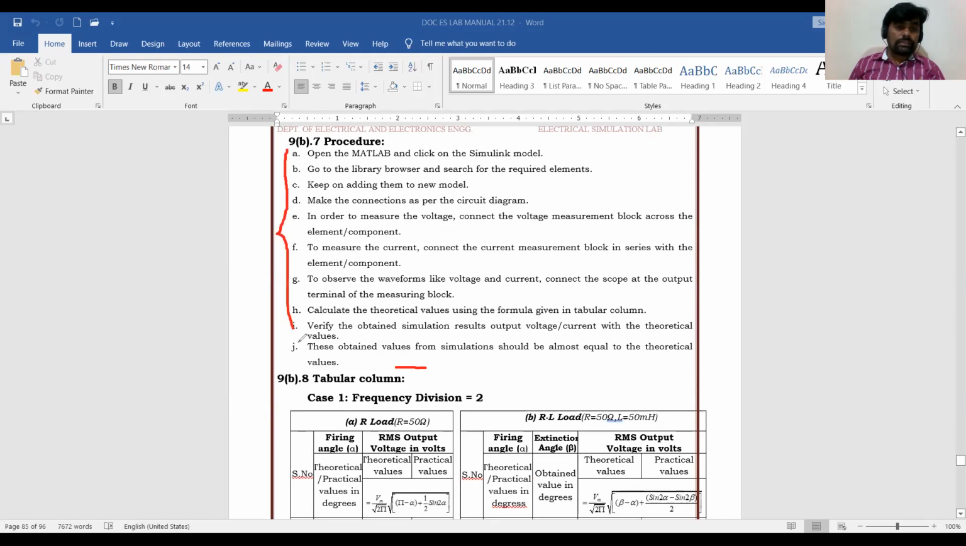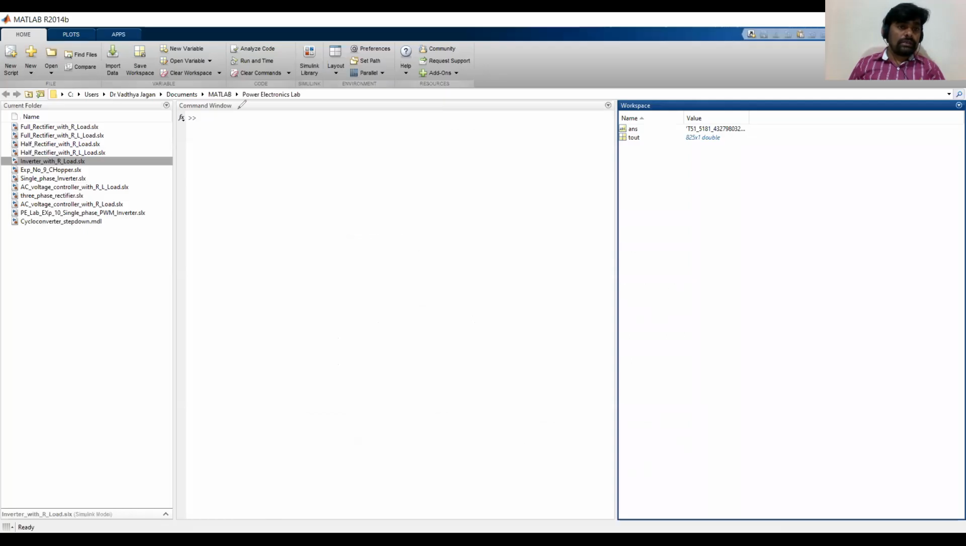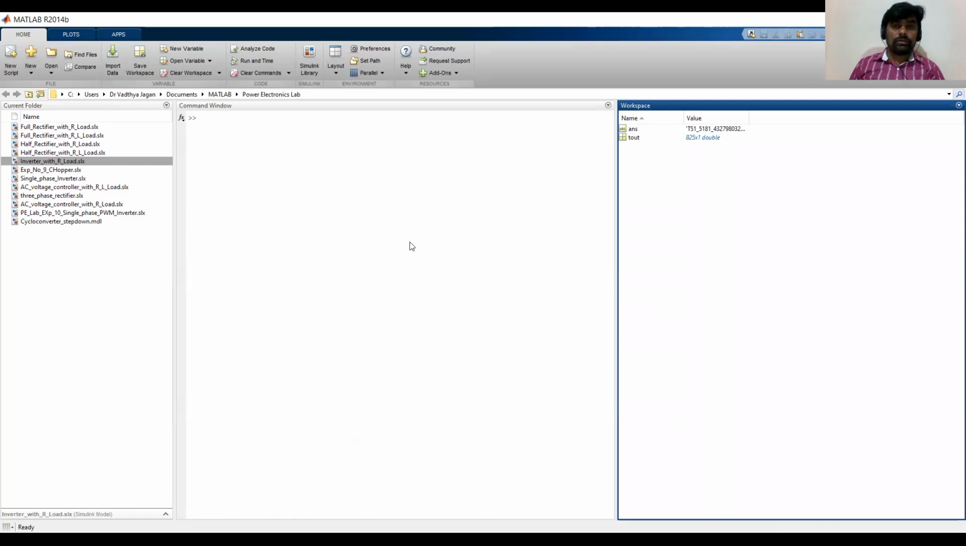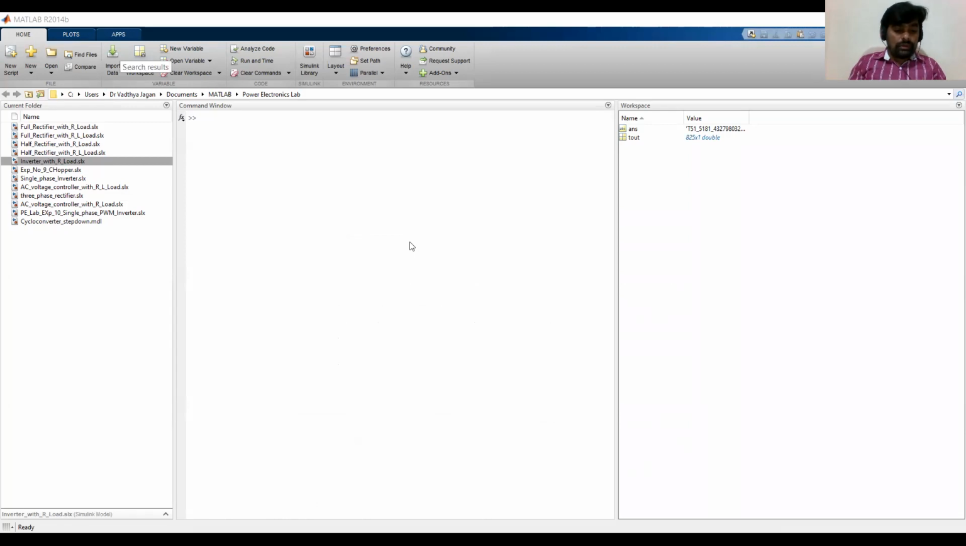Now with this background, I will start the simulation process. Right now, I will go to the Matlab model. Right here, you can see the new. So here I will go for Simulink model. Then the Simulink model will open. Right. So now here I need to build a Matlab model. For that one, I need to go for browser. Then I will add one by one.